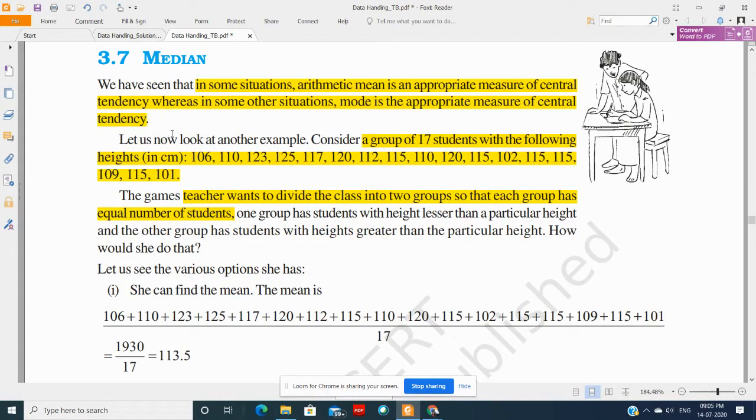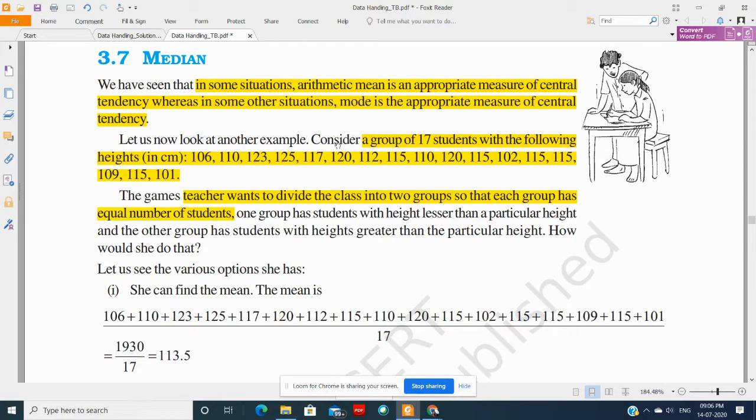Hello everyone. So let's start discussing median. Here we are discussing the data handling chapter of class 7. We have already discussed mean and mode in our previous videos, and now in this video we are going to discuss median, which is one more central tendency, right?